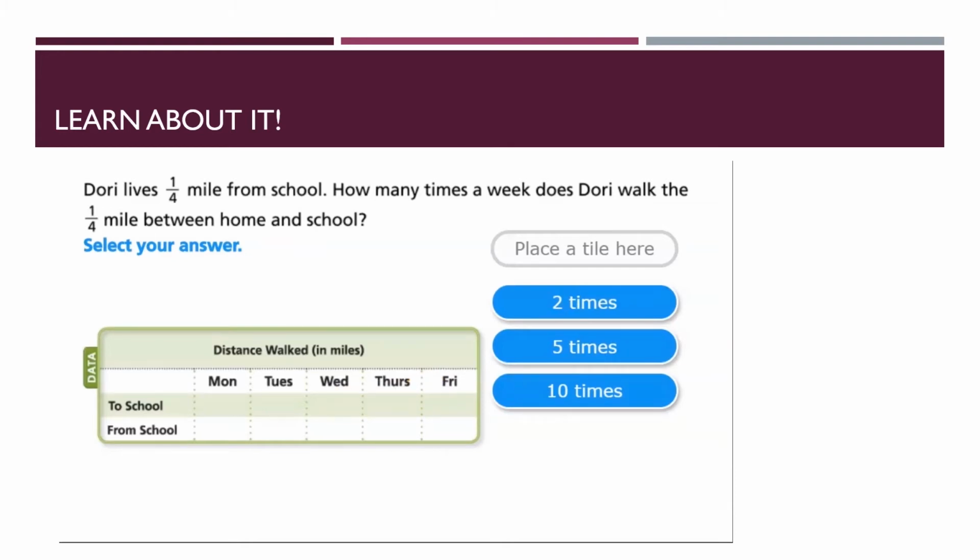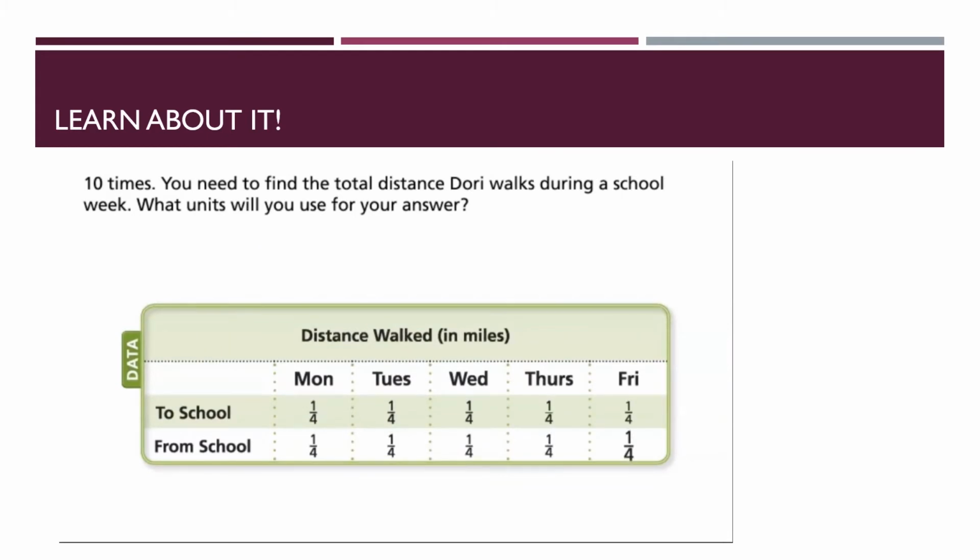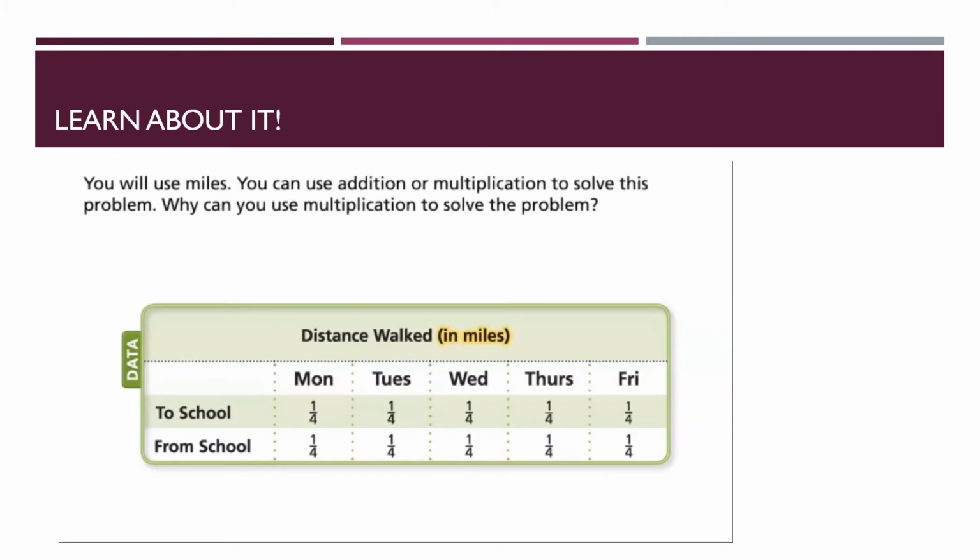But is it only 5 times? Let's try it. Oh, why is it not 5 times? All right. 10 times. You need to find the total distance Dory walks during a school week. What units will you use for your answer? You will use miles. You can use addition or multiplication to solve this problem.